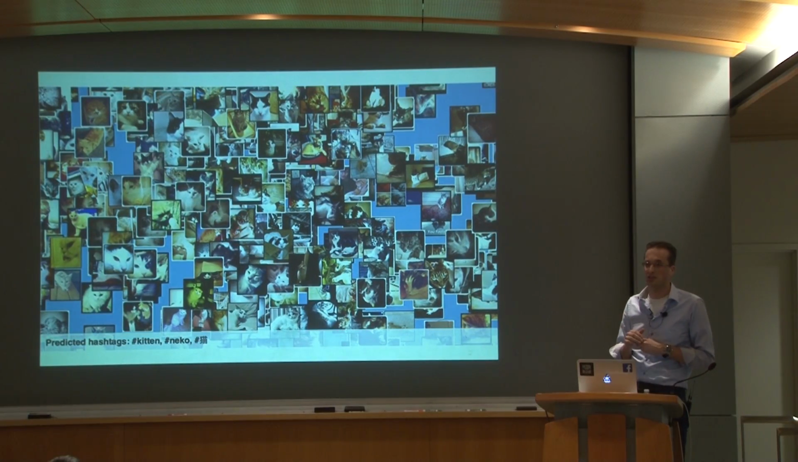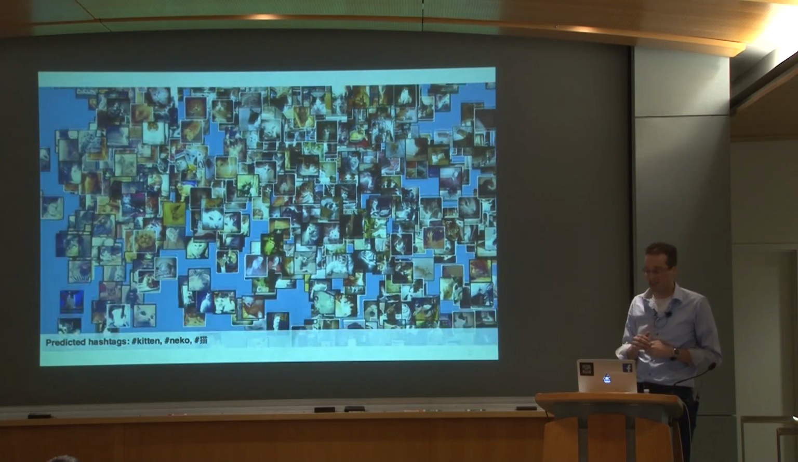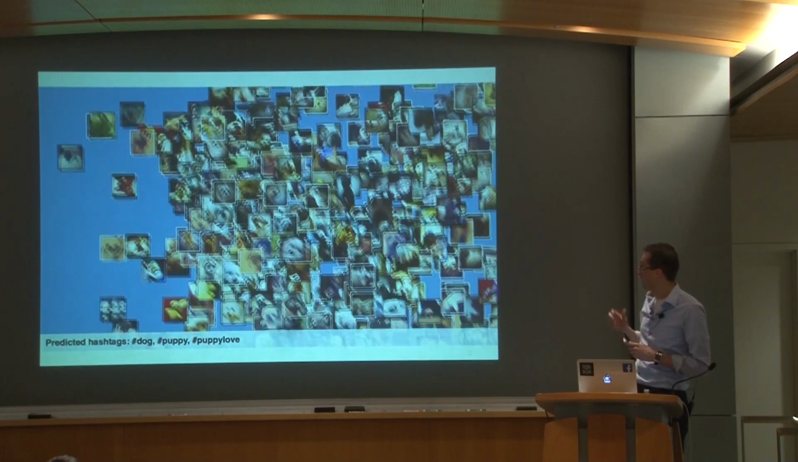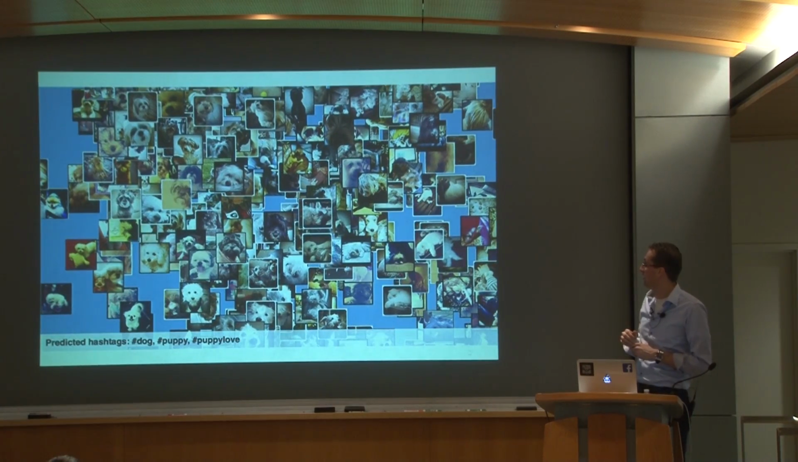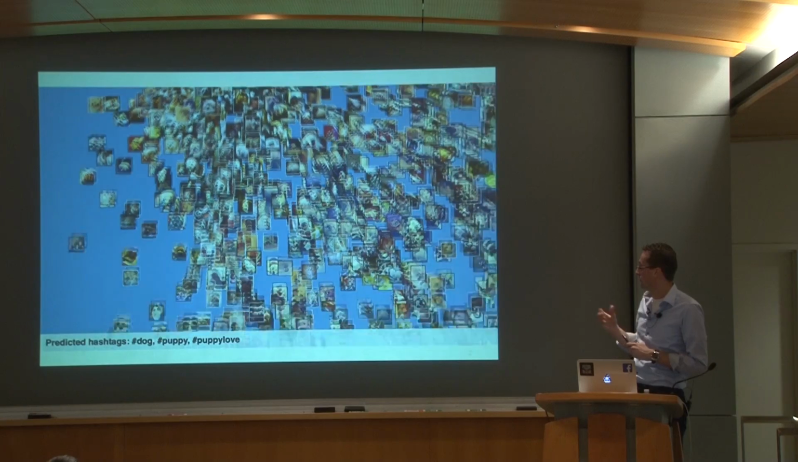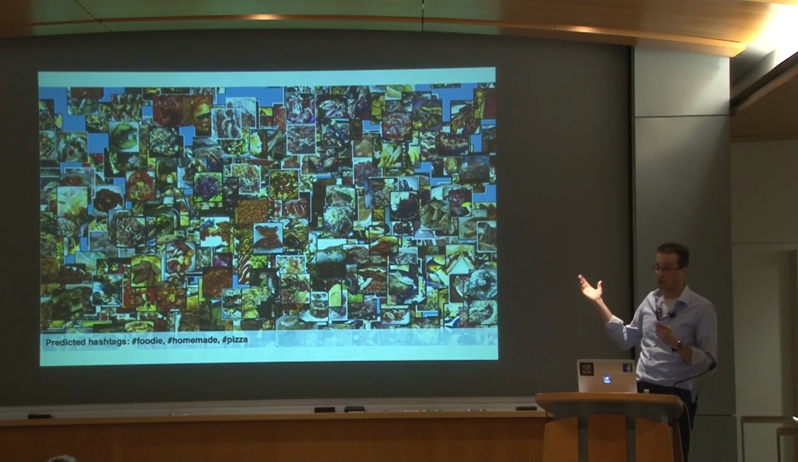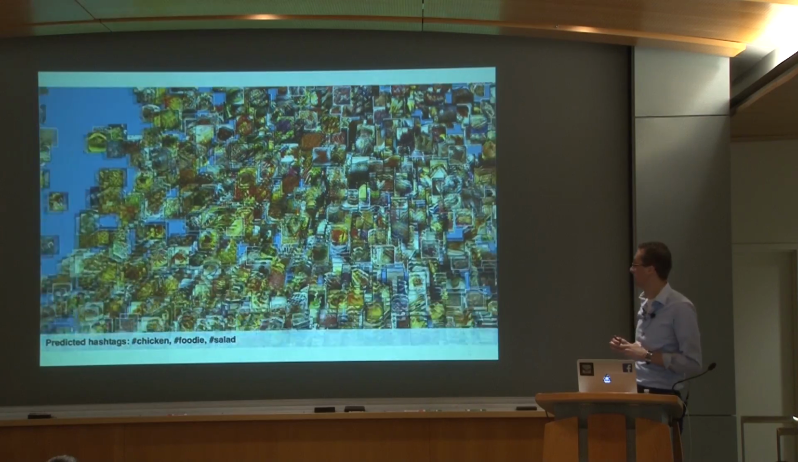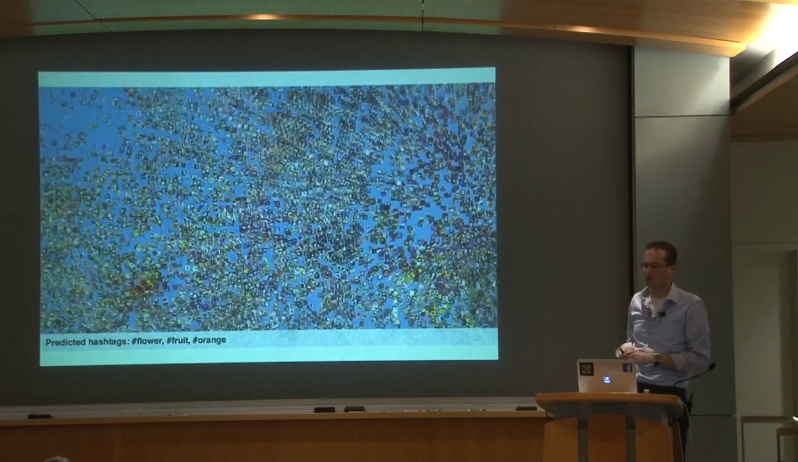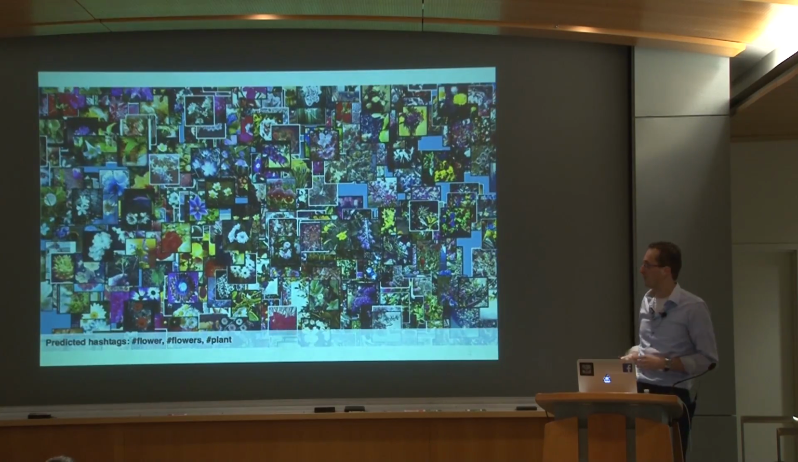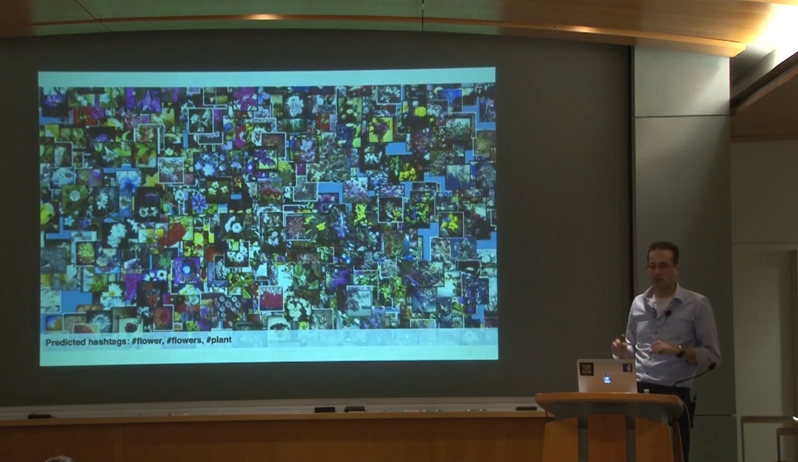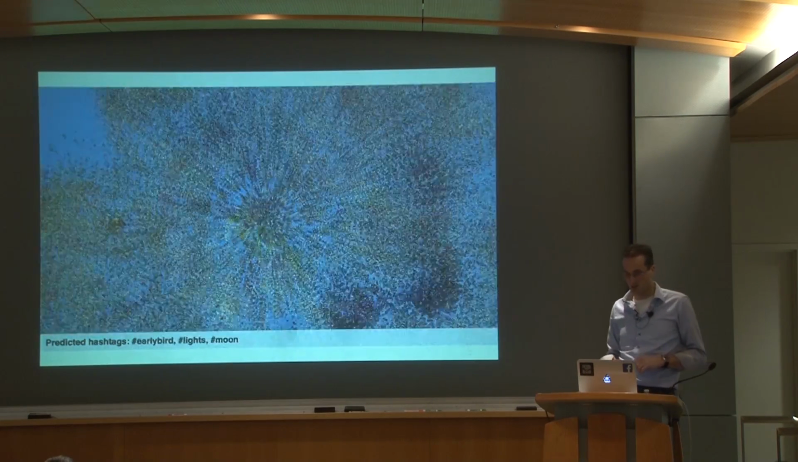Well, they post a lot of pictures of cats. It's unsurprising. They post pictures of dogs. They post pictures of, in this case, a lot of food. Not really surprising. Flowers. So basically everything is in there, right? So this is all your Instagram photos in a single plot.